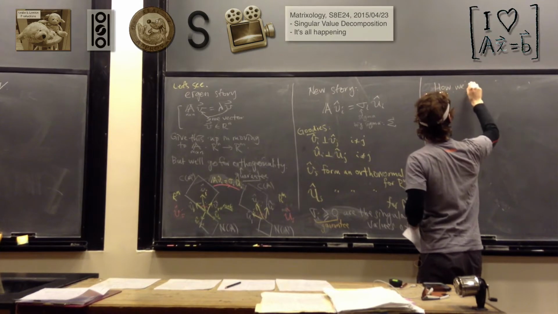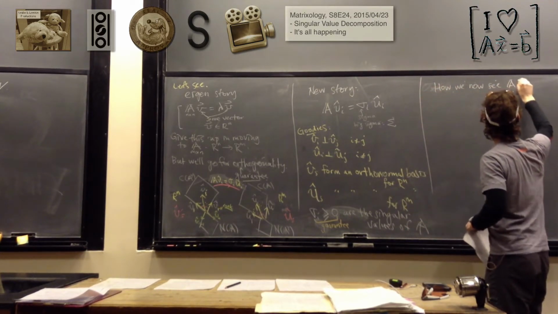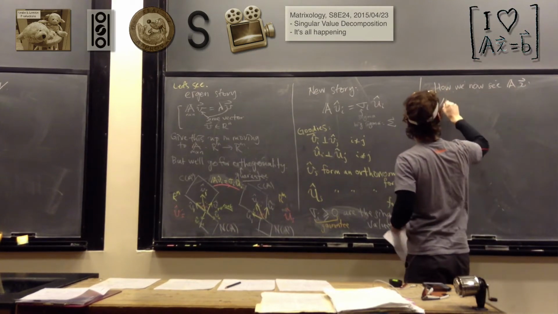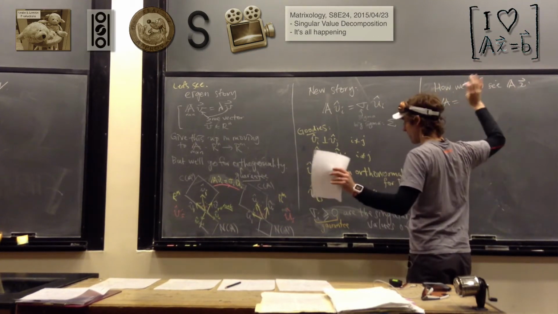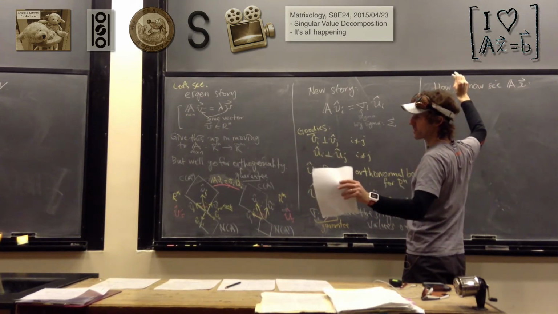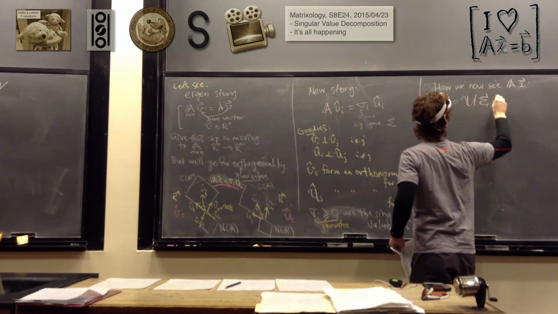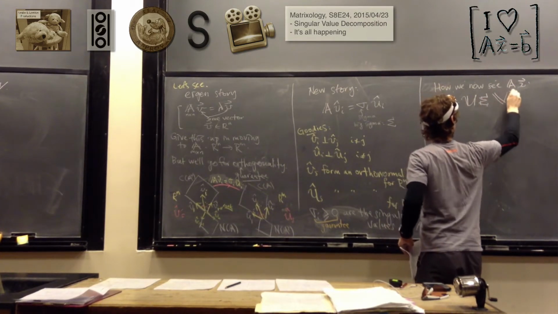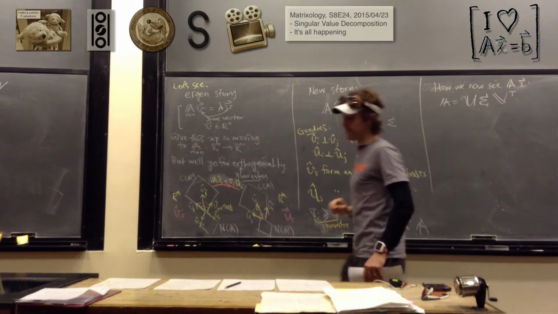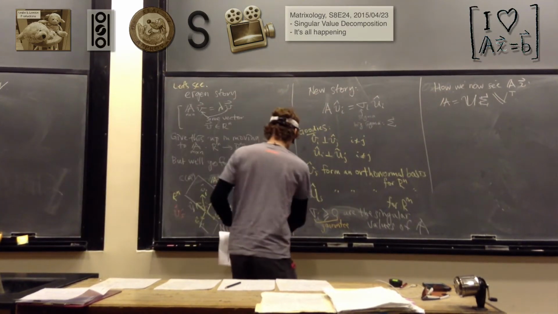So how we now see A times X, we're going to write it like this. A is going to be, and we're going to derive and show that this is possible, again, because of monks who have been slain. There's going to be U, sigma, V transpose. And what we have to remember is change of bases. Okay, so let's explain what these things are then.